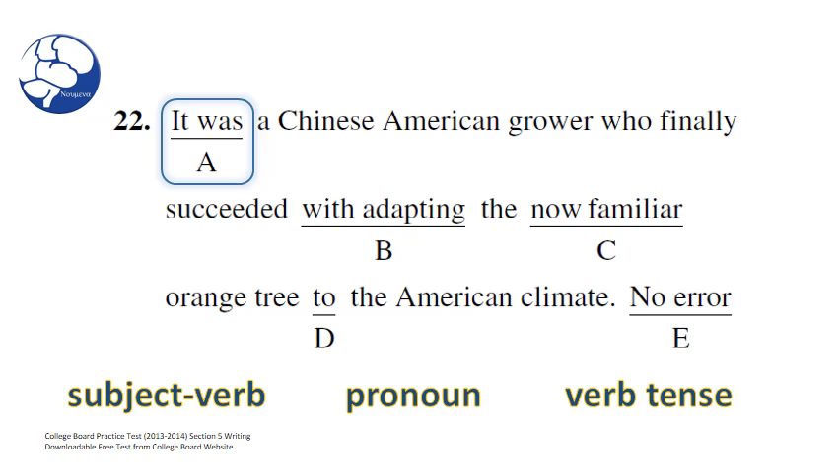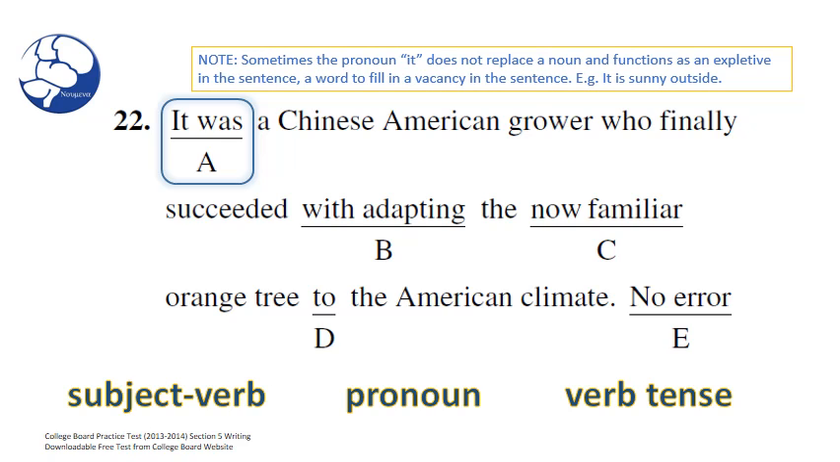So we're going to move on to pronoun. This is actually a very tricky question. The word it, although its original part of speech is a pronoun, is not functioning as a pronoun here. Some of you are thinking, what? Well, let's look at our note. Sometimes the pronoun it does not replace a noun and functions as an expletive in the sentence. An expletive is a word to fill in a vacancy in the sentence. For example, it is sunny outside. The word it in it is sunny outside is not a pronoun replacing a noun. It's an expletive. It's just filling in the vacancy so that we can finish the sentence. So we can actually eliminate pronoun as a possible error.